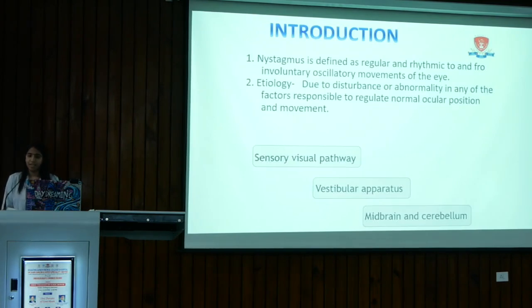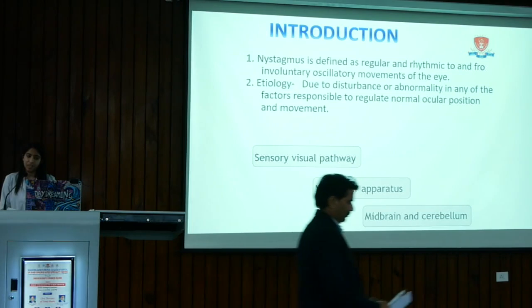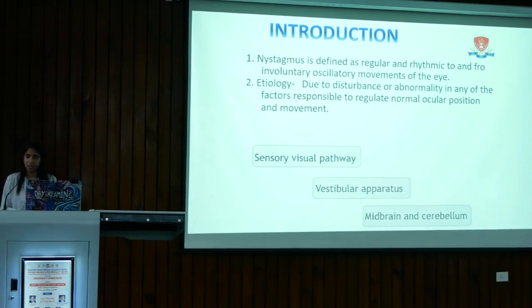So basically, what is nystagmus? Nystagmus is defined as the regular and rhythmic to and fro involuntary oscillating movement of the eye. It is due to the disturbance or abnormality in any one of the factors responsible to regulate normal ocular position and movement. The factors responsible are sensory visual pathway, vestibular apparatus, and midbrain and cerebellum.